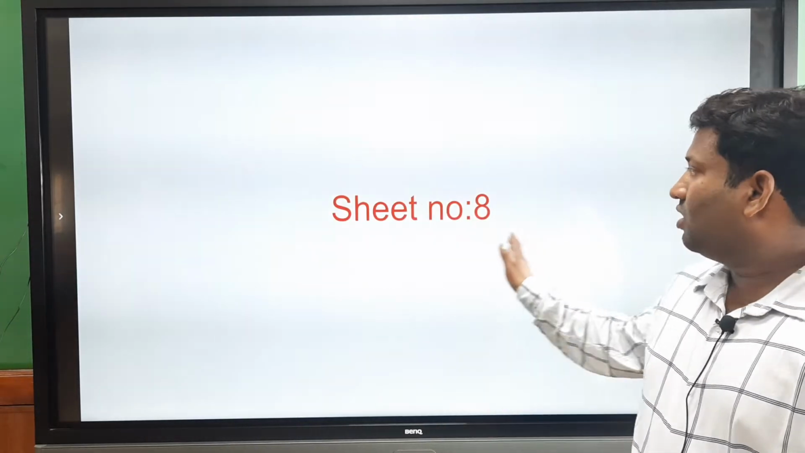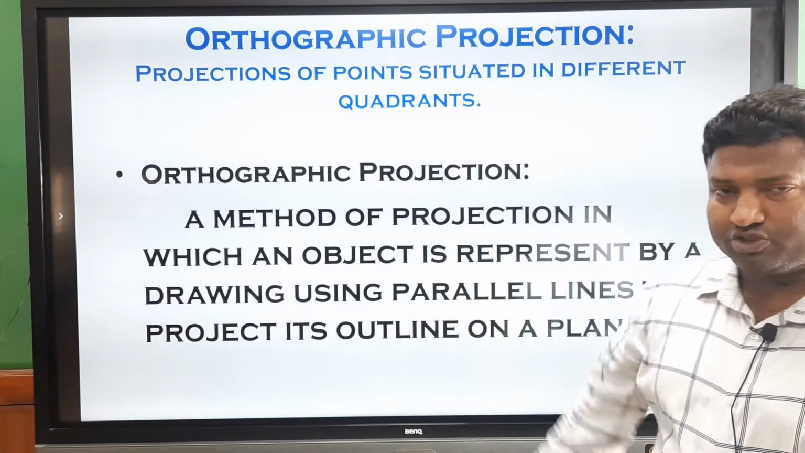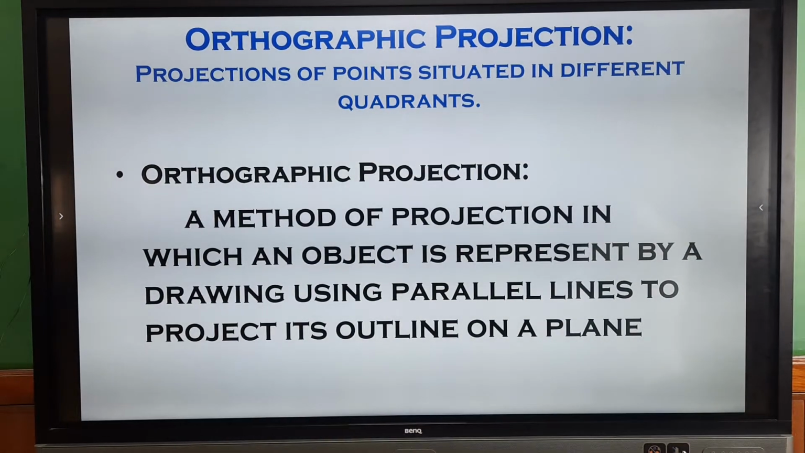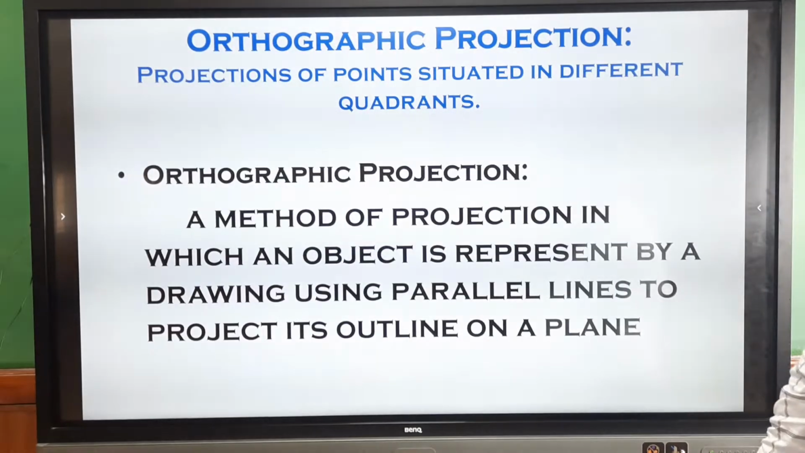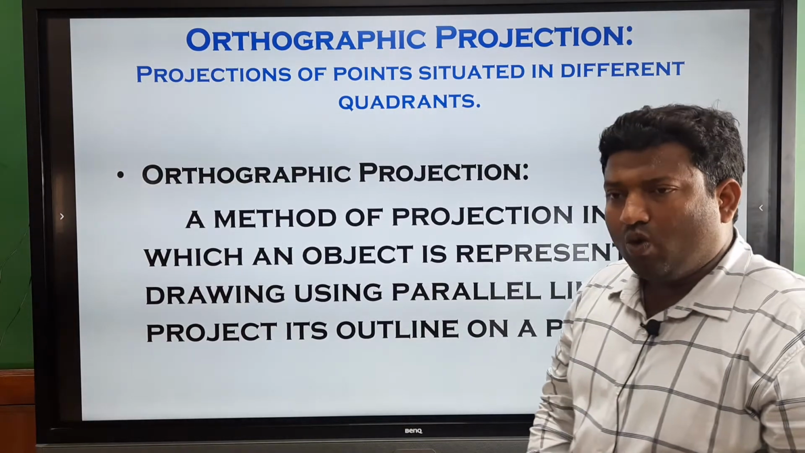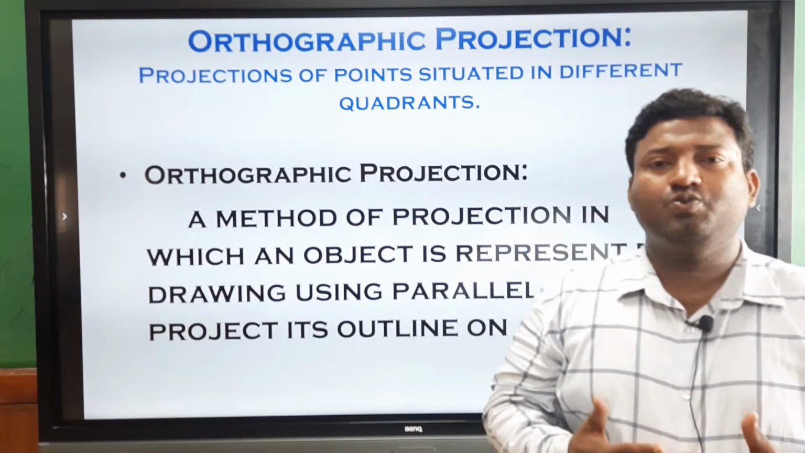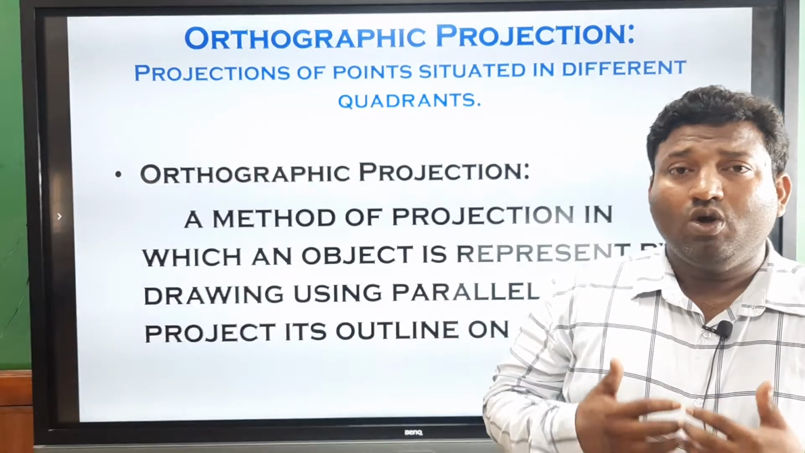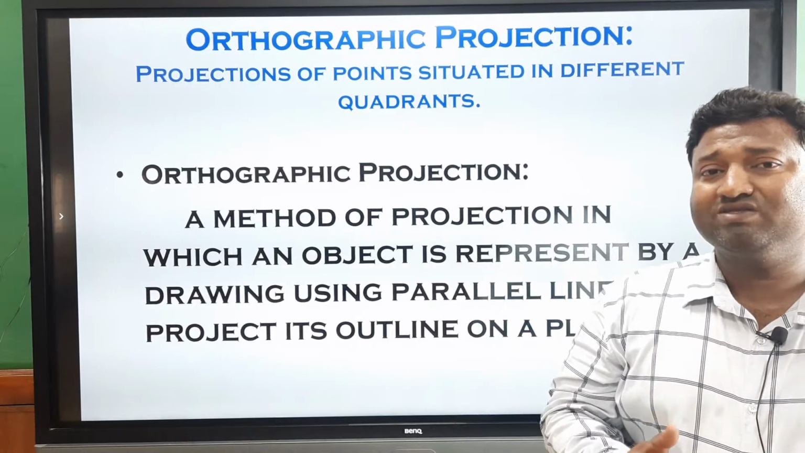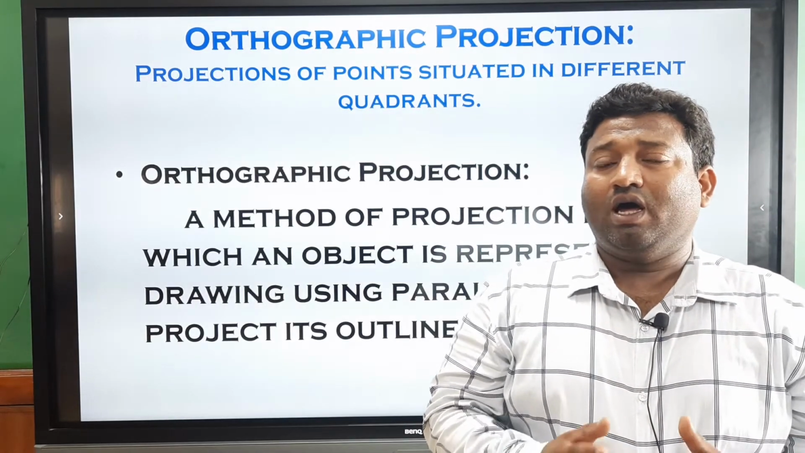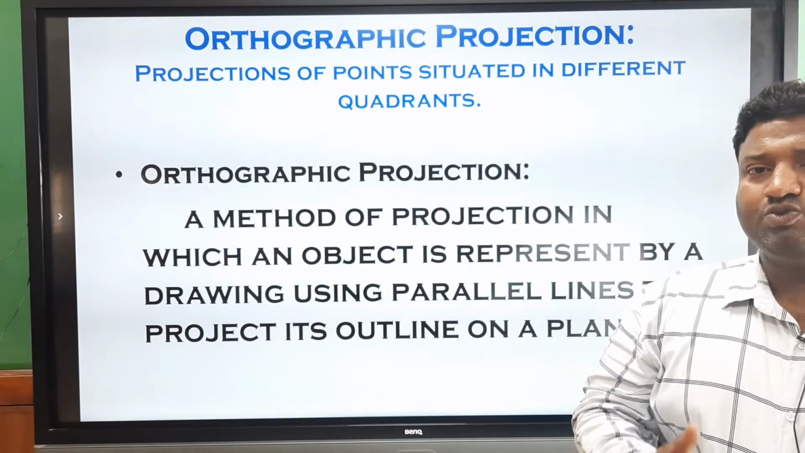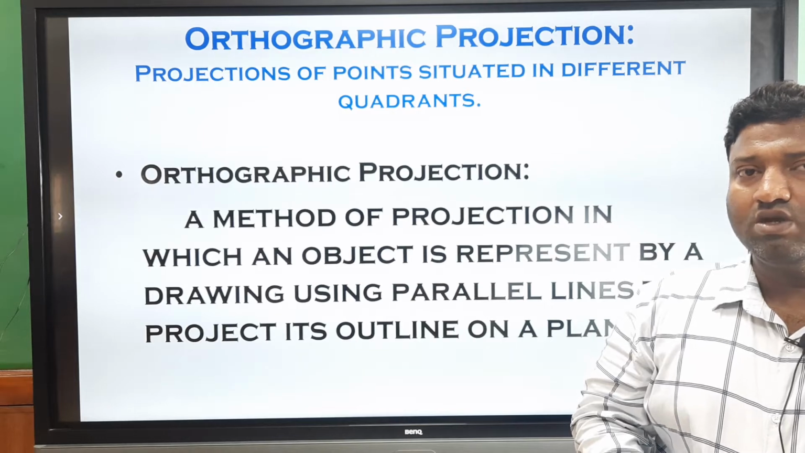In sheet number 8, orthographic projection is a method of projection in which an object is represented by drawing, using parallel lines to project its outline on a plane. Whatever object we are viewing, if we want to project it, we have to represent it in a drawing sheet, and the projection is nothing but a line of sight. Whatever object we can view, that is what we are representing.